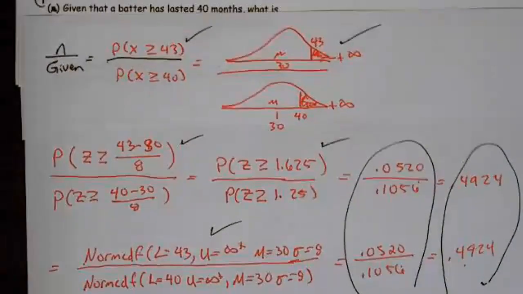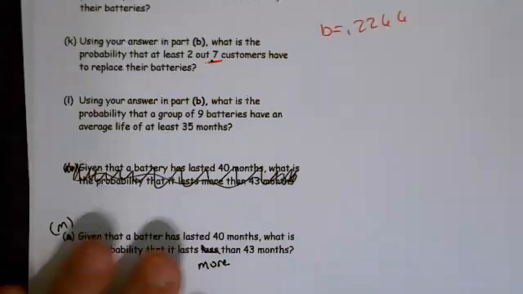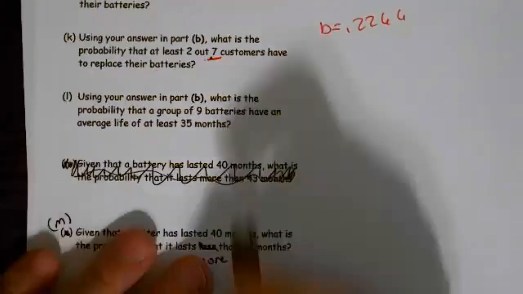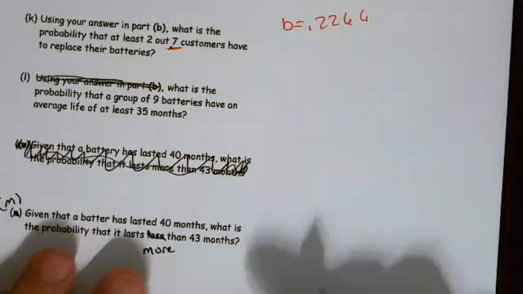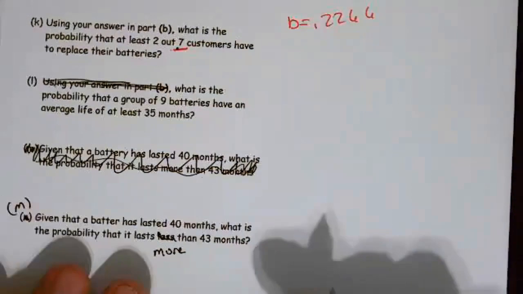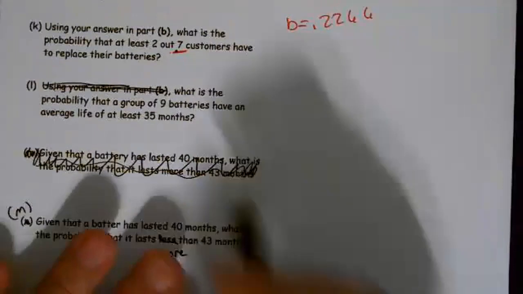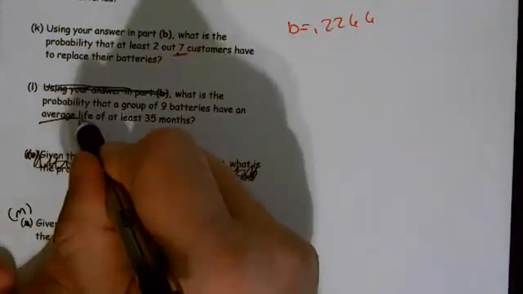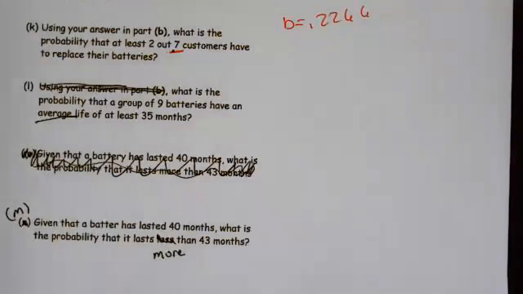And I think I skipped a problem. So I'm going to come back and hit the problem that I skipped. So first off, this has an error. Yours hopefully will be corrected. It says, what is the probability that a group of 9 batteries have an average life of at least 35? So we're talking about average. All right, that's important. Because we're talking about the average, we're talking about the central limit theorem.